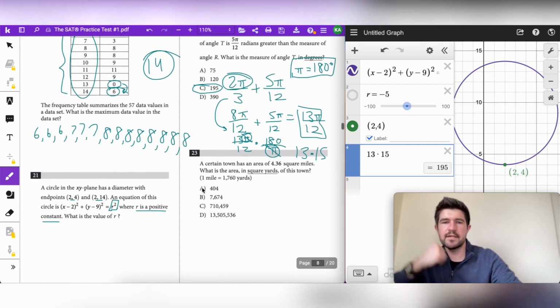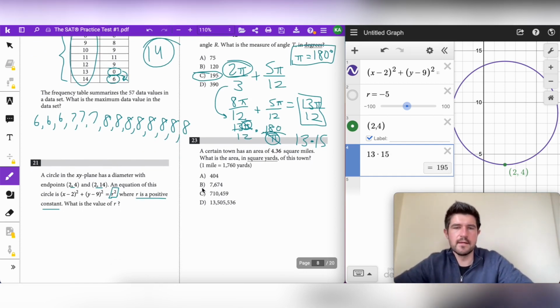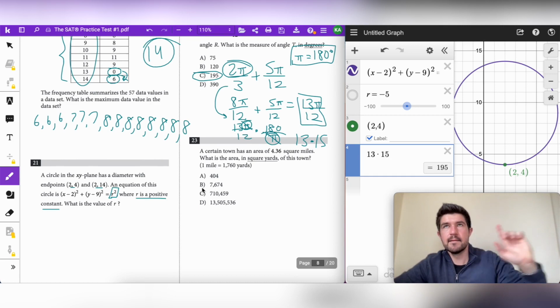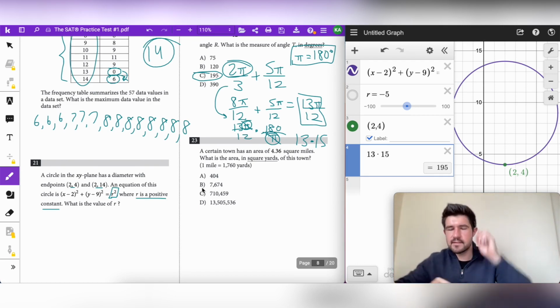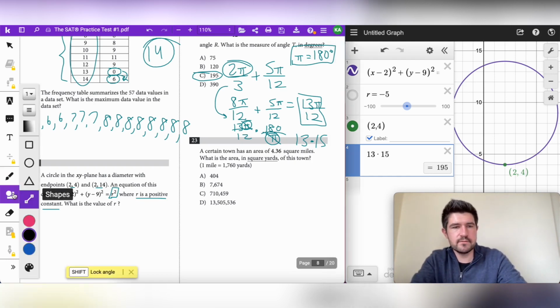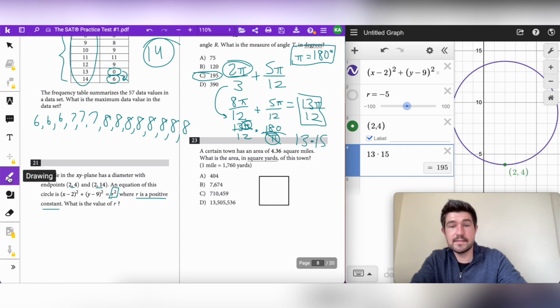What about 23? A certain town has an area of 4.36 square miles. What's the area in square yards of the town? Ooh. So we have to maybe go from square miles to, how are we going to do this? Let's talk about it. So if we have a square, let's just draw in a square. Let's say that, whoops, that's a rectangle. So that is, let's say, the town.